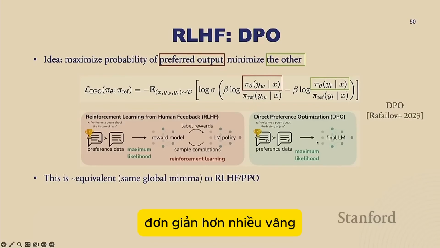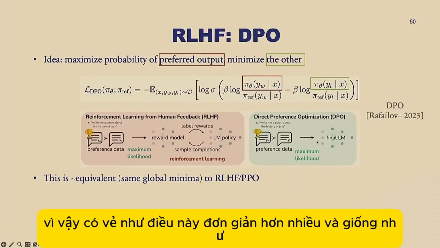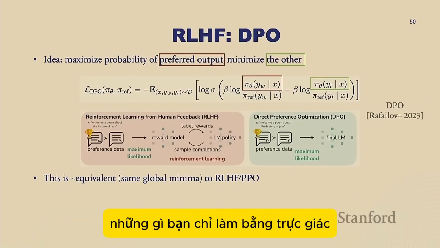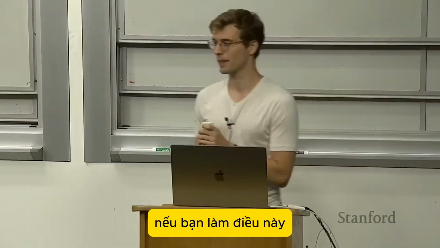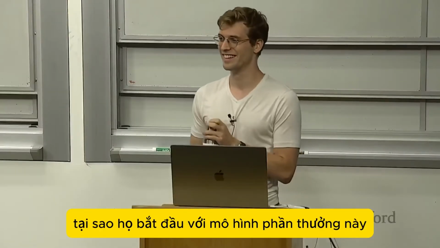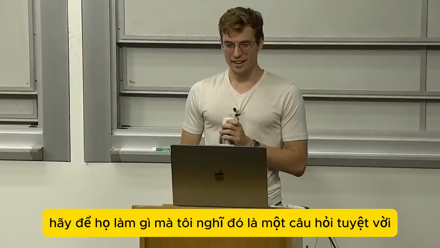Much simpler. Yes? It seems like this is A, much simpler, and B, what you would just intuitively do if you were doing this. Why did they start with this reward model? What led them to doing that?